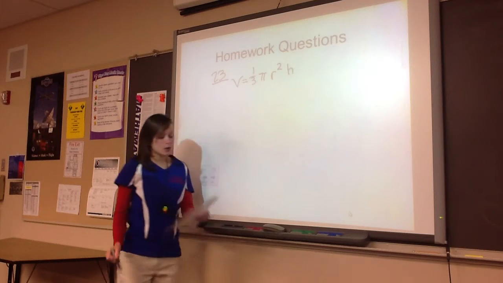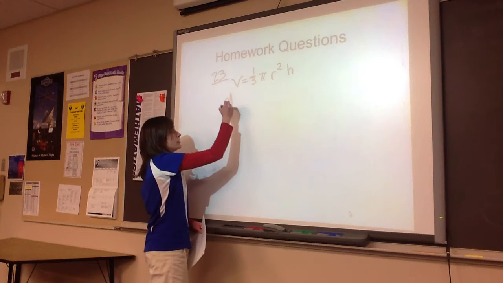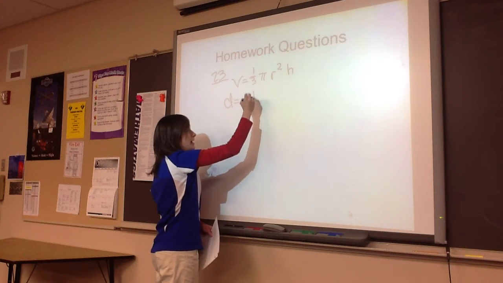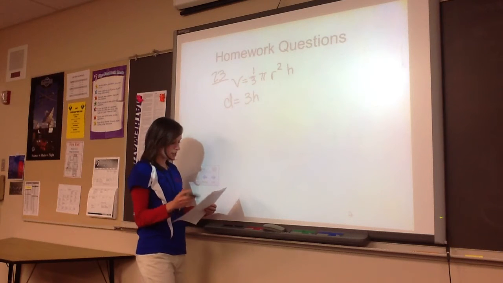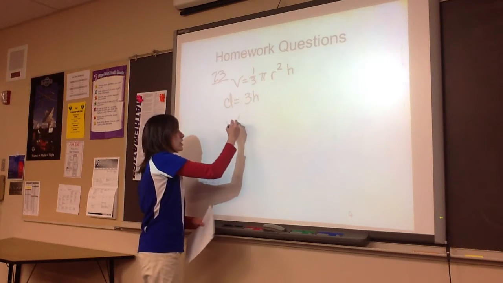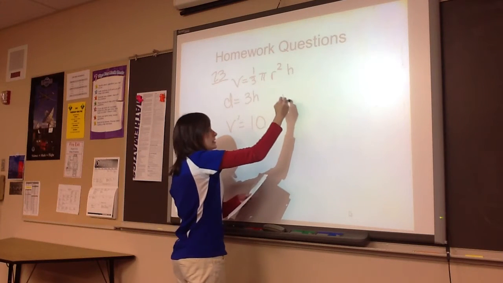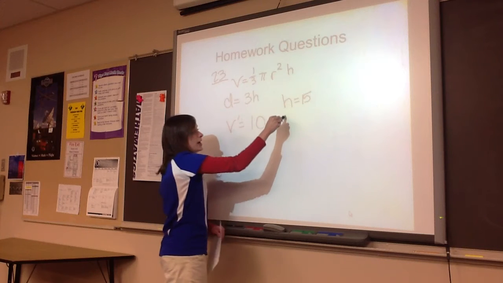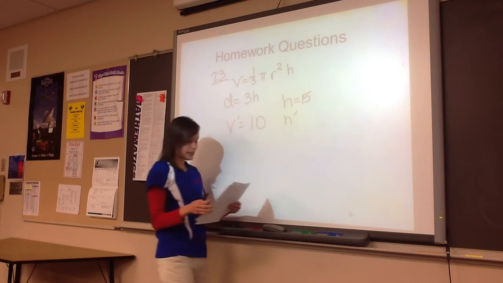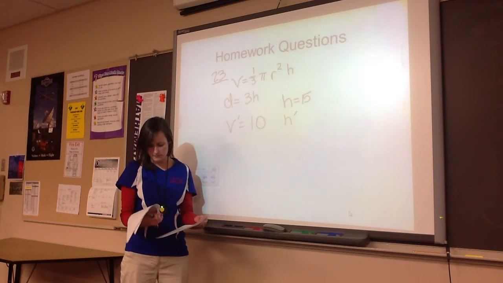Okay, so they also give us that our diameter is 3 times our height, correct? And they give us that the derivative of our volume is 10, and that our height is going to be 15. And they want us to find the derivative of our height. Do we agree on all that so far?